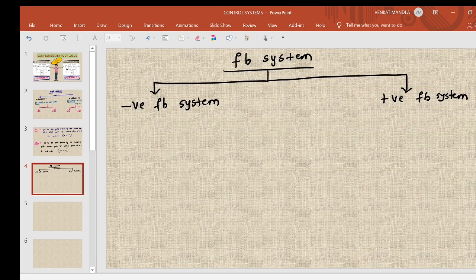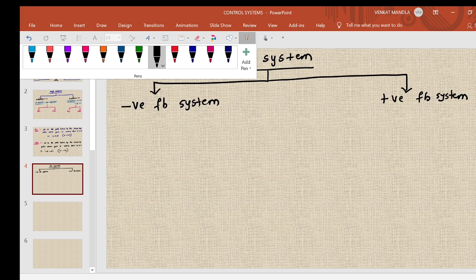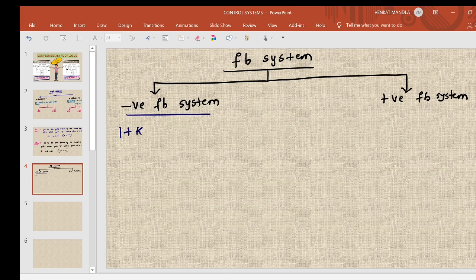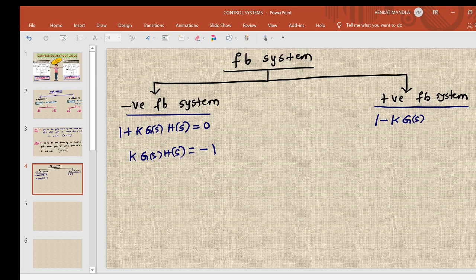For a negative feedback system, we have the characteristic equation 1 plus K G(s)H(s) equal to 0, and from this, K G(s)H(s) equal to minus 1. For a positive feedback system, 1 minus K G(s)H(s) equal to 0. This is the characteristic equation. From this, K G(s)H(s) equal to plus 1.